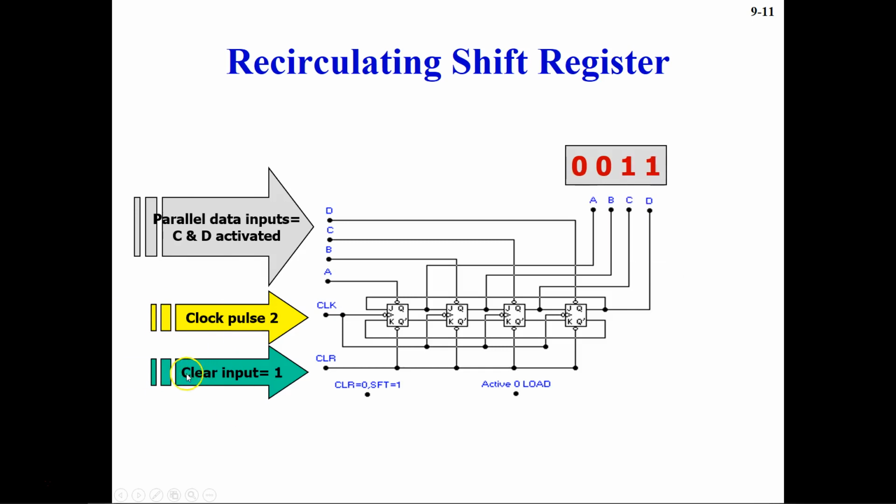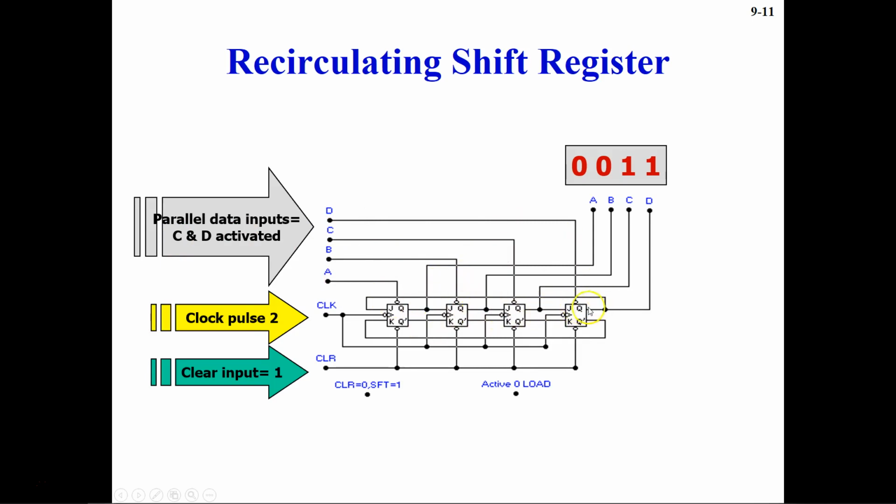Now in this one, if you see that clear input is 1, so it means it is deactivated. So whatever you send here, we are going to get some output for that input over here. So parallel data input is sent as C and D activated. You see C and D, these two are activated. These are sent here, and these A and B are zeros. And so what will happen?